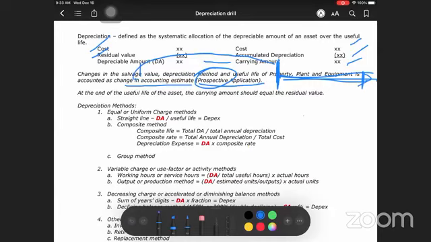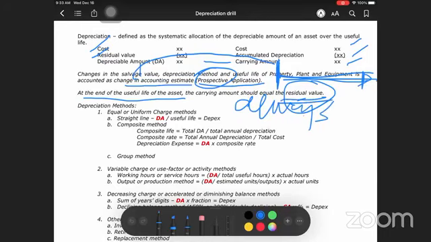Okay, so take note of this at the end of the useful life of the asset. So if nagamit na ang asset, di ba, for the whole useful life niya, the carrying amount should equal to the residual value. Take note of this ha. At the end of the useful life, di ba? So kung fully depreciated na ang imong property, plant, and equipment, the carrying amount should always equal to the residual value. So again, always equal to the residual value at the end of the useful life.